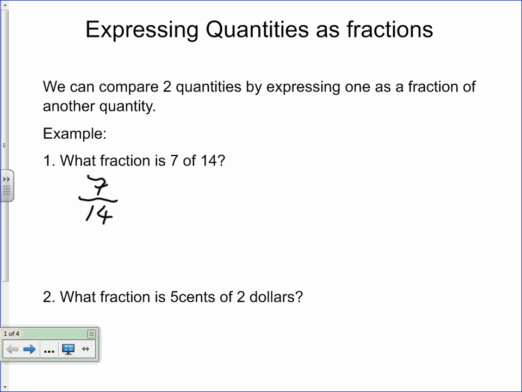And of course, the common factor on top and bottom, Brianna, is what? 7. Yeah. So 7 divided by 7 is 1, over 14 divided by 7 is 2. And so we end up with 1 half. So if you want to find something as a fraction of something else, this word fraction is 7 of 14. It's 7 over 14. That's the way we think about it.